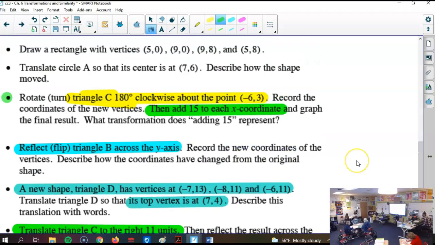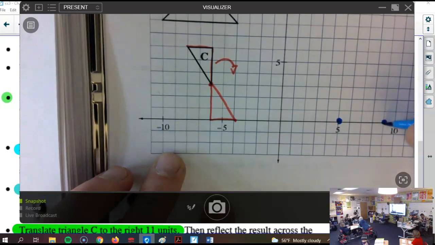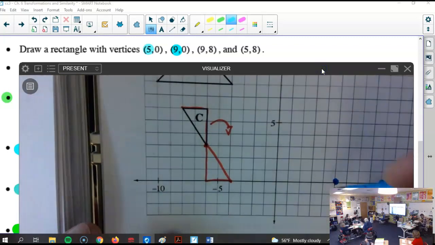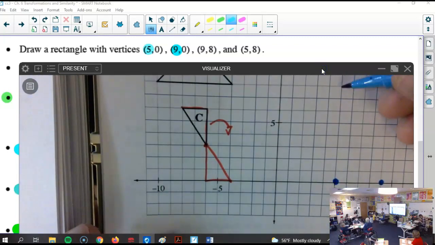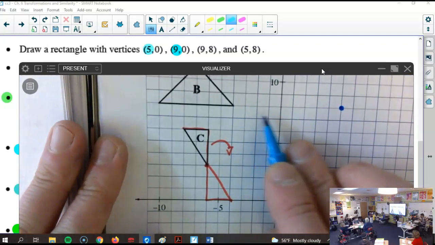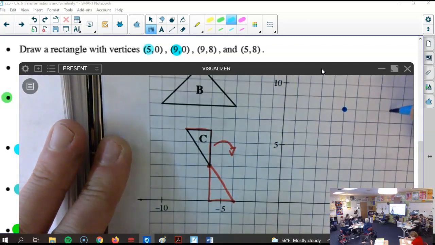The first rectangle they had us draw goes up to coordinates 5, 0, 9, 0. So the x's are at 5 and 9. So let's double check that we got our rectangle in the right place. So 5 and 9, and then it goes up to 8. So from 10, I can count down 2 if I want. And that's in line with triangle B. 8 is in line with triangle B.